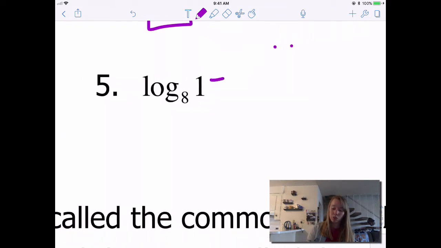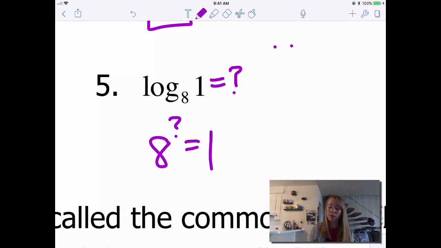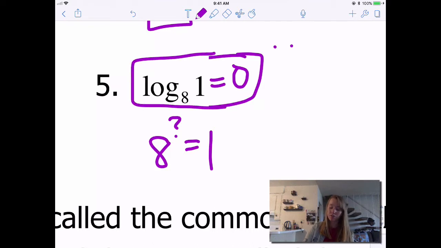8 to what power gives you 1? So I put my question mark. 8 to what power gives me 1? I know that any number to the 0 power gives me 1. So I can write log base 8 of 1 is equal to 0.